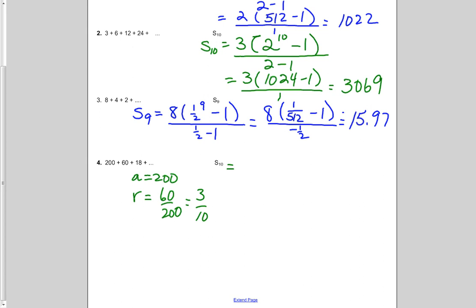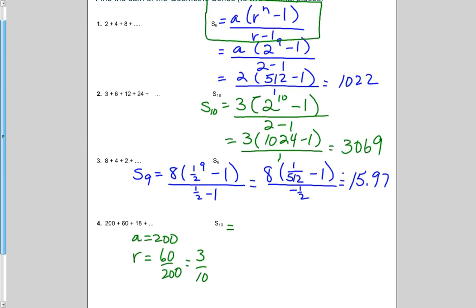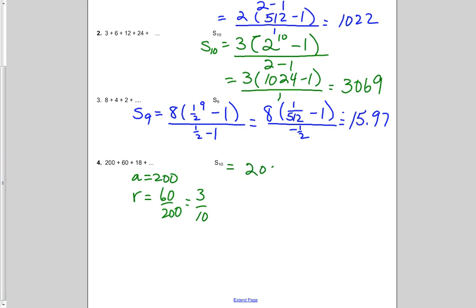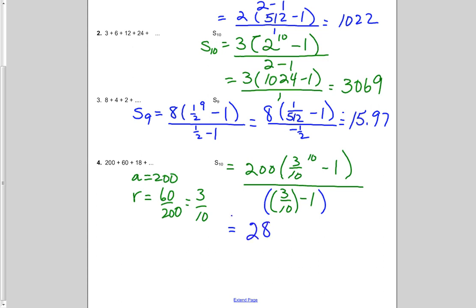We want the sum of 10 terms. Here's our formula: a, r to the n minus 1 over r minus 1. Yikes. So consider that bottom in brackets. That will be easier for your calculator work. And if we type that whole thing in, I'm going to do it in one step. 285.71.